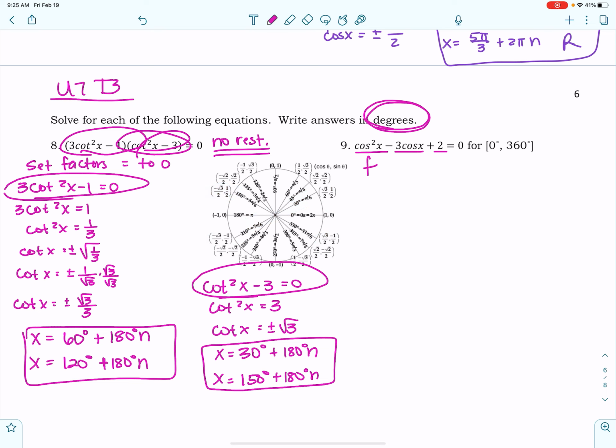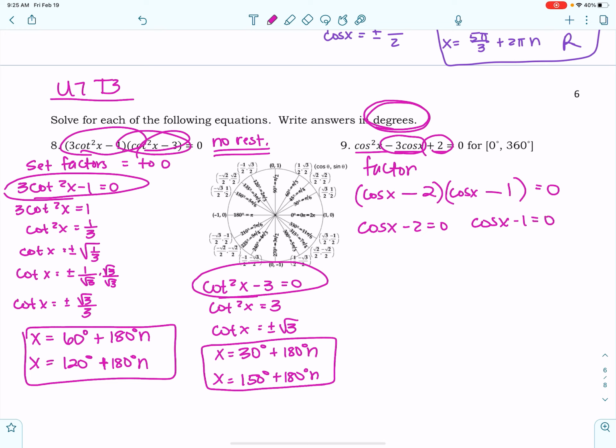For number 9, we are going to have to factor first. So we're going to treat this just as if we had x squared minus 3x plus 2. So I am going to factor this first. I've got cosine x, and then 2 and 1. I can only write that as 2 factors because 2 is prime. Since these need to add to give me a negative and multiply to give me a positive, they both must be negative. So once I get my factors, I can set them equal to 0. So cosine x equals positive 2, and cosine x equals positive 1. I want you to recognize that on your unit circle, cosine does not have a value for 2. So we don't need to address that one.